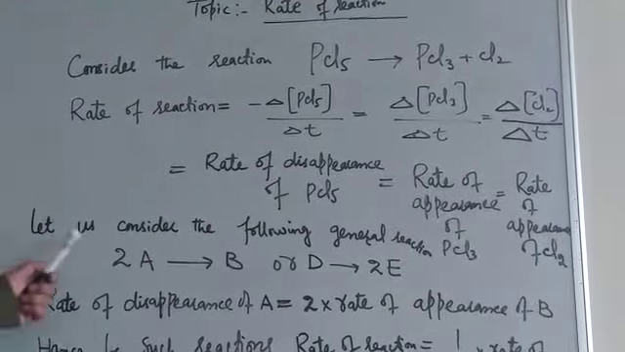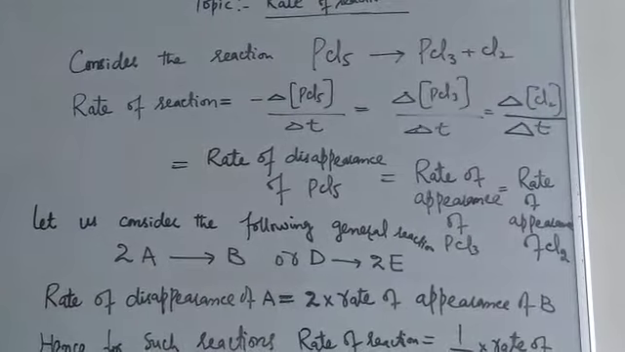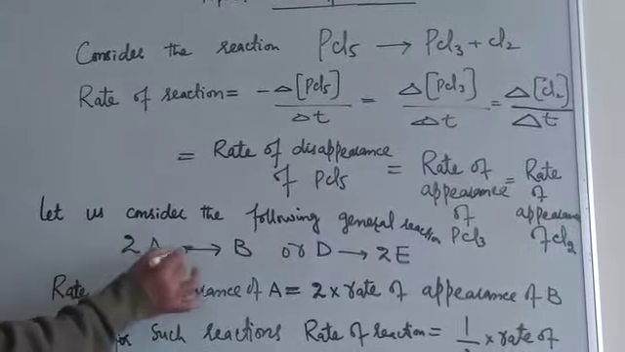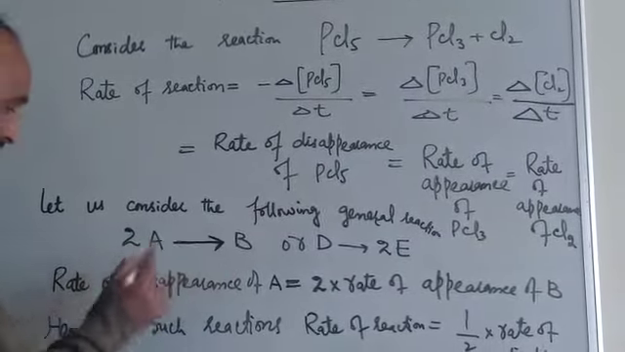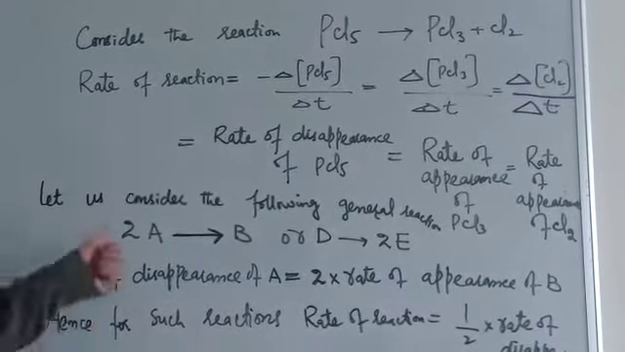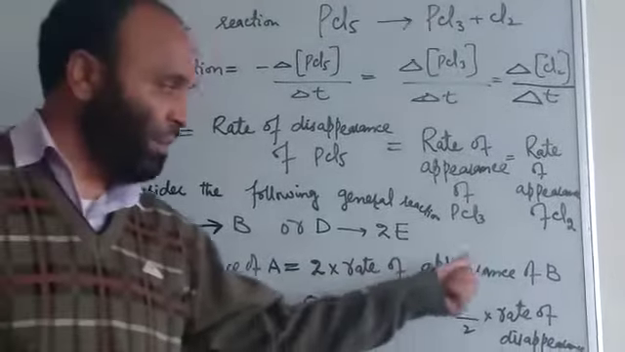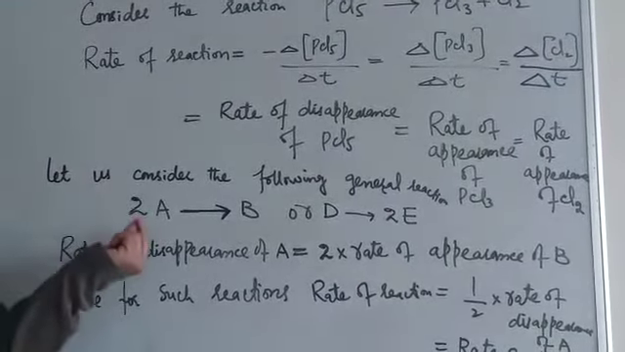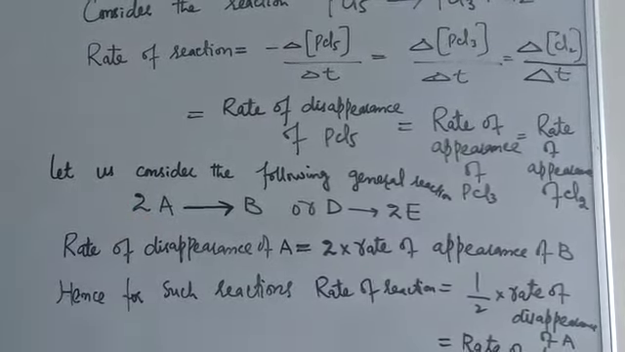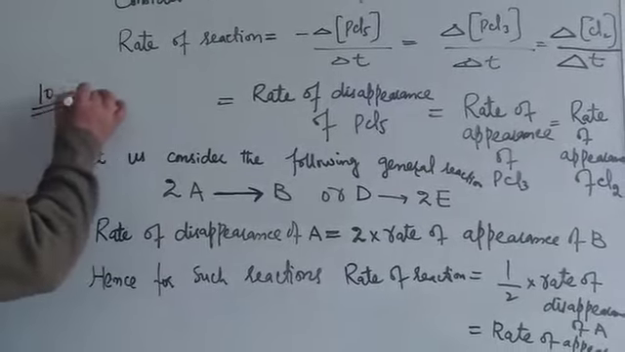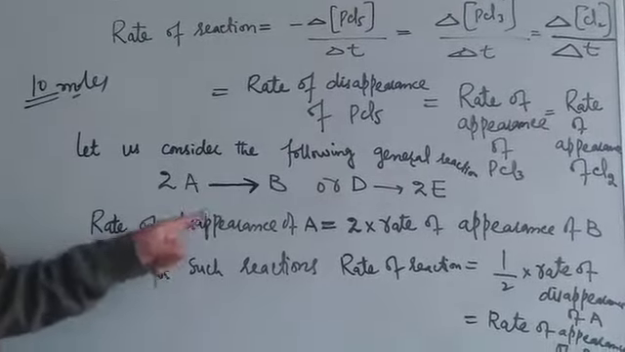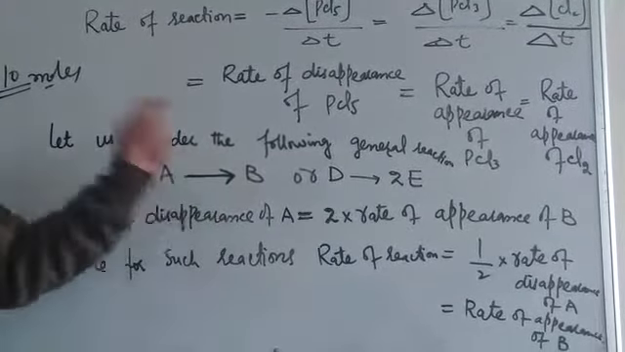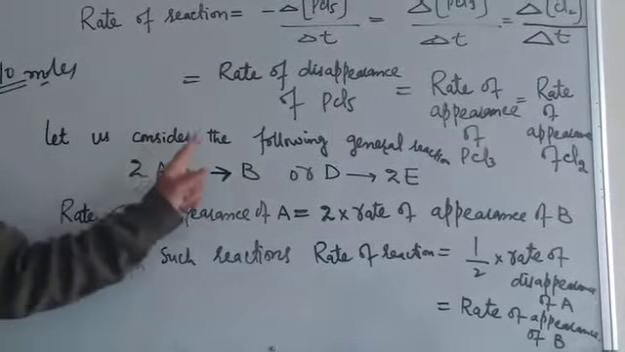Now let us consider the following general reaction in which the stoichiometric coefficients in the balanced chemical equation are not the same. For example, 2A gives B. It means that the rate of disappearance of A, the reactant, is twice the rate of appearance of B. If we start with 100 moles and after 5 minutes 10 moles of A are disappearing, in the same time only 5 moles of B will appear because it is 2A gives B. It means 2 moles are disappearing but 1 mole is appearing.